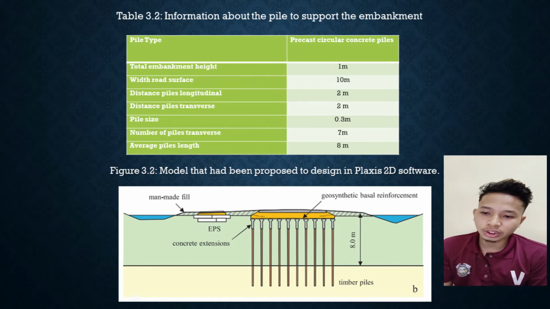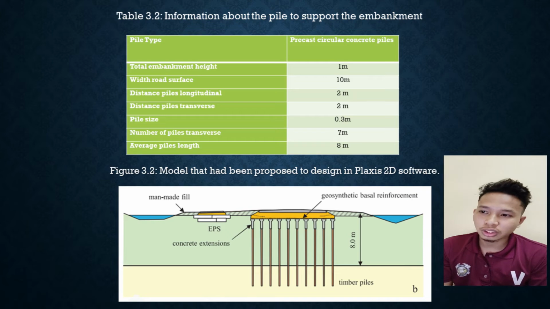The embankment was supported with concrete circular piles, and the size is 0.3 meter as shown in the table. Distances between piles for longitudinal and transverse are 2 meters respectively. Along the 60-meter stretch of the road construction site, the majority of the land is peat and organic clay.